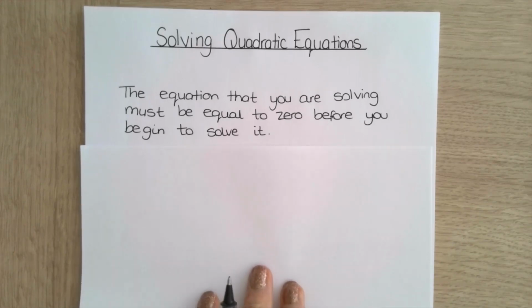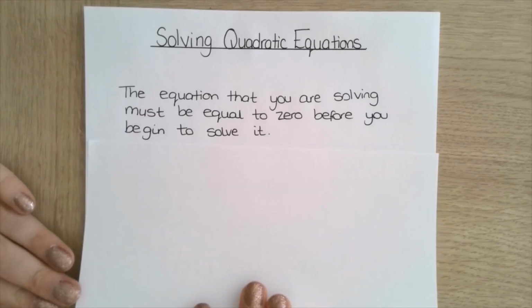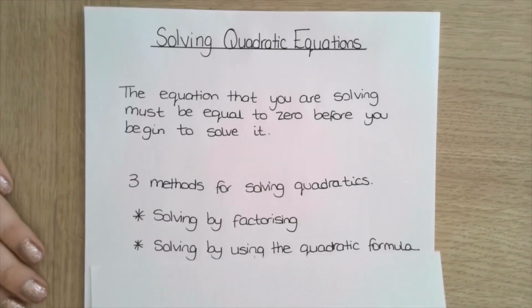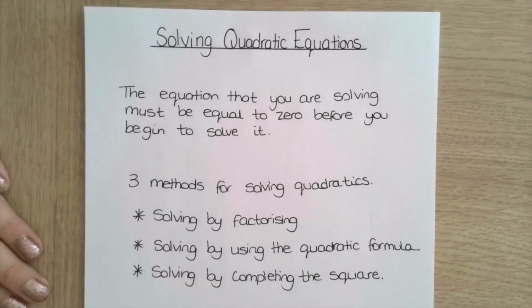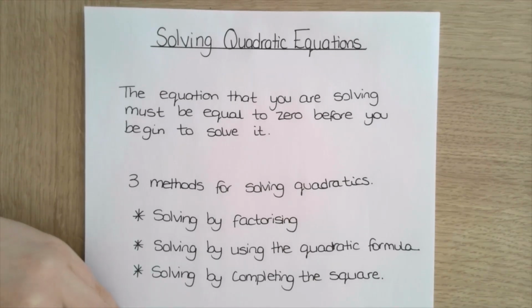There are three methods that you need to know to solve quadratic equations. So you have got solving by factorising, solving by using the quadratic formula, and solving by completing the square. So three separate methods that you will need to know to solve a quadratic equation.